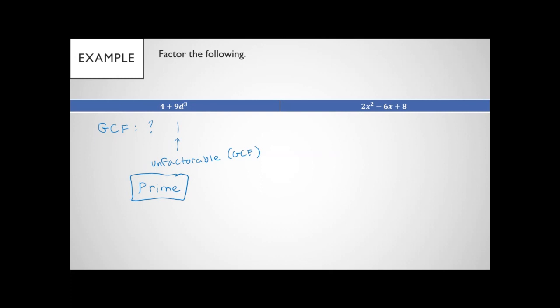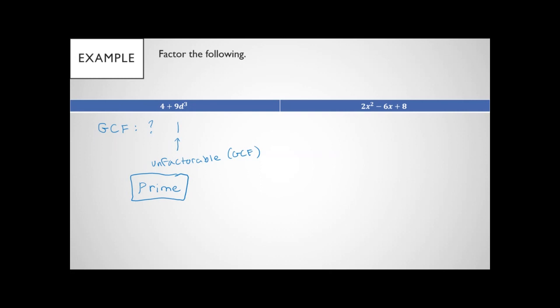Now, in later sections, some of these have no GCF, but you can still factor and undo the FOIL process. But for now, anything that I show here, we're not going to worry about that. So if you can't factor anything out, no GCF, it's prime.